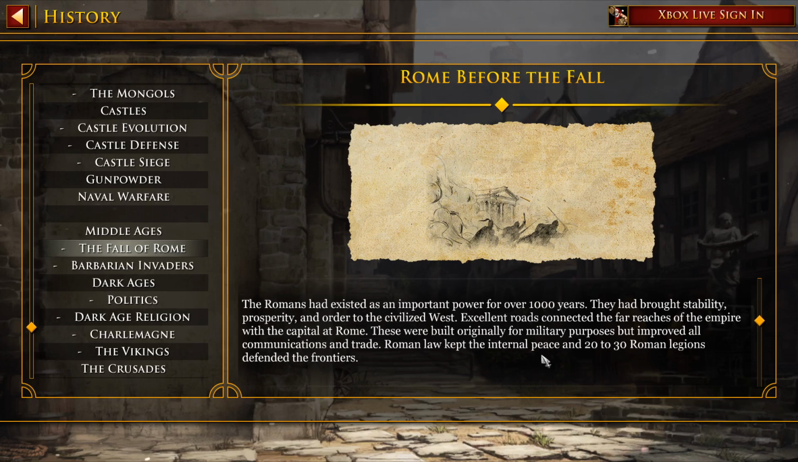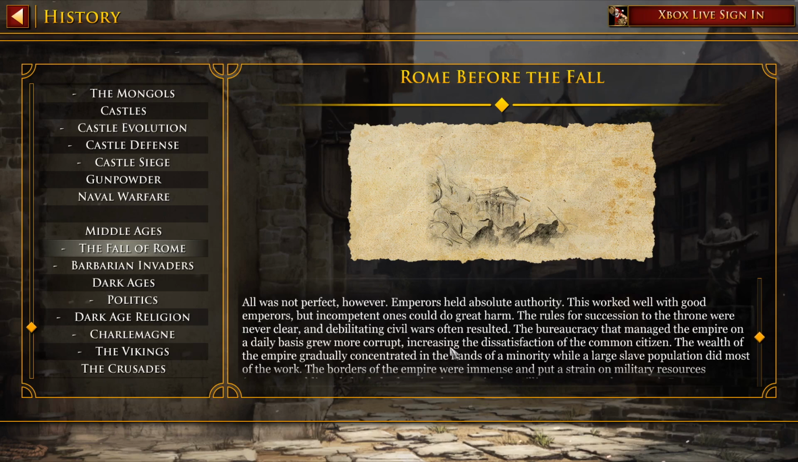The Romans had existed as an important power for over 1,000 years. They had brought stability, prosperity, and order to the civilized West. Excellent roads connected the far reaches of the empire with the capital at Rome. These were built originally for military purposes, but improved all communications and trade. Roman law kept the internal peace, and 20 to 30 Roman legions defended the frontiers.